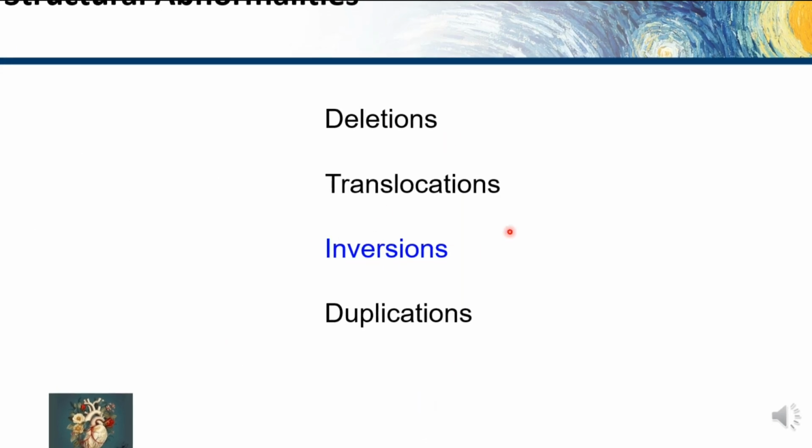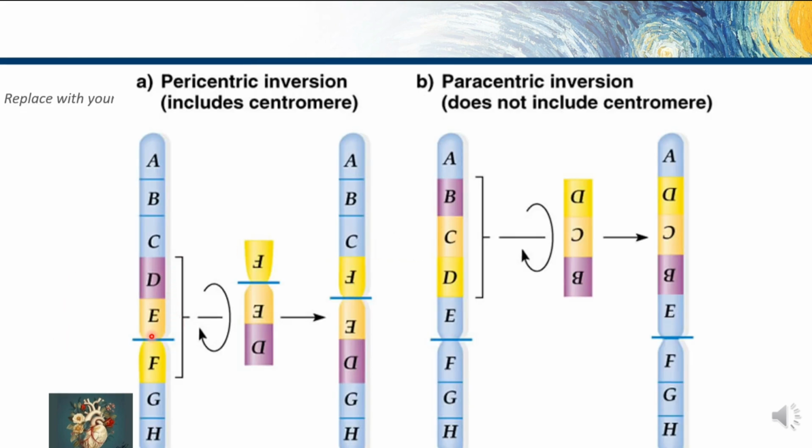The third type of structural abnormalities are inversions. These inversions can either involve the centromere or leave out the centromere. If it involves the centromere, these are called pericentric inversions; including the centromere, segment DEF is inverted in this chromosome. And if it does not include the centromere, the inversions are called paracentric inversions. So segment BCD is inverted over here.